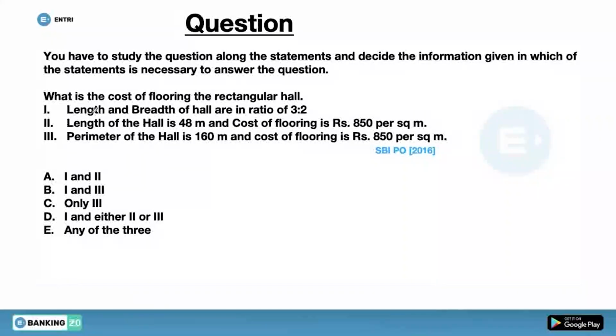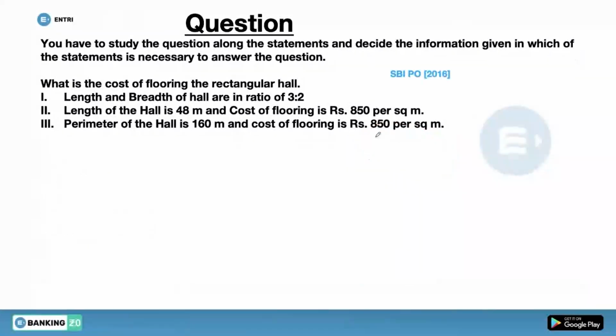First thing. The second thing that they have given is the length of the hall is 48 meter and the cost of flooring is rupees 850 per meter square. And the third point is the perimeter of the hall is 160 meter and the cost of flooring is rupees 850 per square meter. See, this question was asked in SBI PO 2016. So let's try to solve this question.